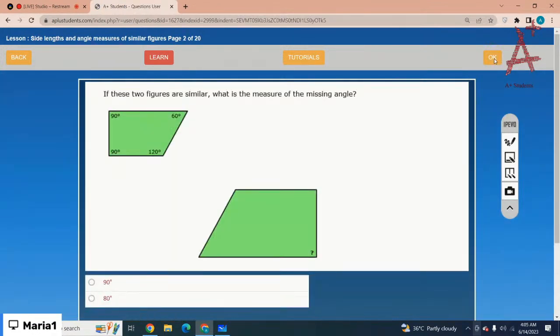Okay, the next one is, if the two shapes are similar, what is the measure of the missing angle? You have to rotate the image. Which is the similar angle then? If you rotate the larger image, the similar angle would be this angle and this angle is similar. Got it? Yes, that would be 90 degrees. Very good.